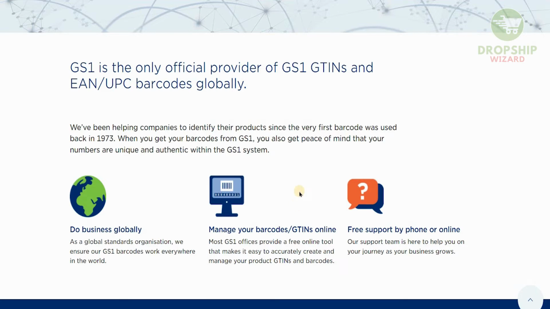And when you get your barcodes from GS1, you will always get peace of mind that your numbers are unique, authentic, and within the GS1 system, so you can do business globally, and a global standard organization that ensures that GS1 barcodes work everywhere in the world. And most of the GS1 offices provide a free online tool that makes it easy to accurately create and manage your product GTINs and barcodes.